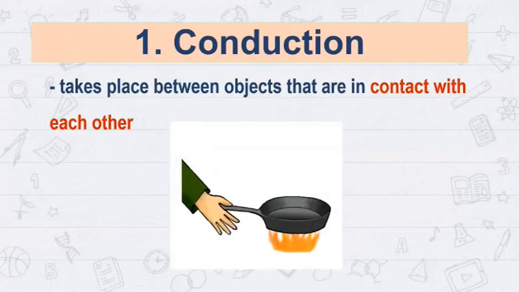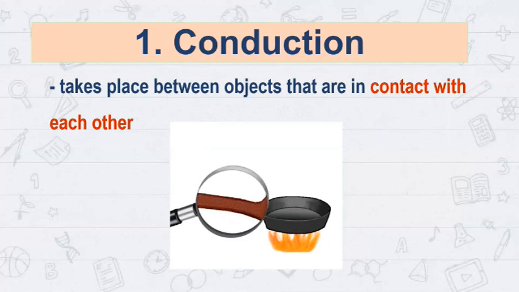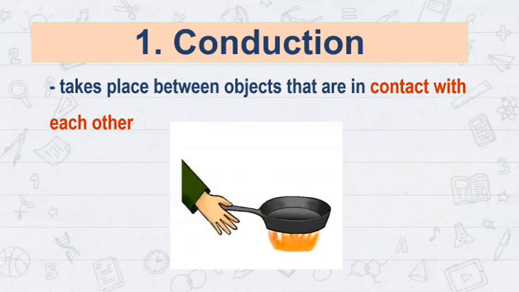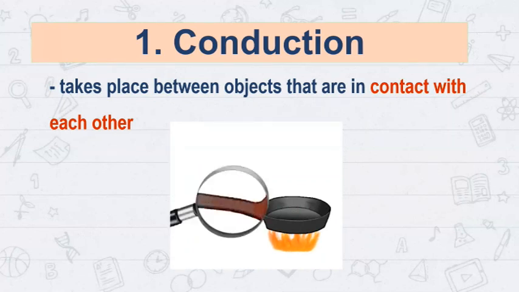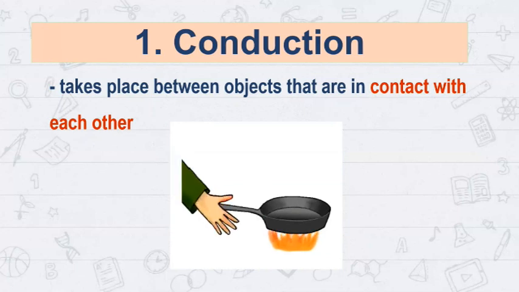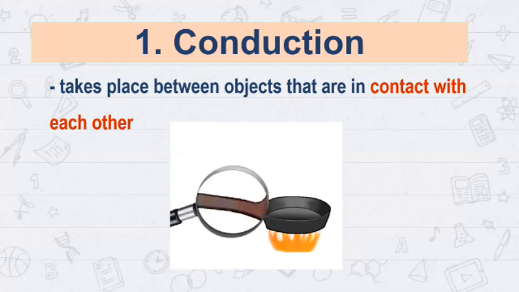Conduction takes place between objects that are in contact with each other. The energy from the object of higher temperature is transferred to the other object. In this example, how is heat transferred? Yes, heat is transferred from the pan's handle to the hand which is in contact with the handle.